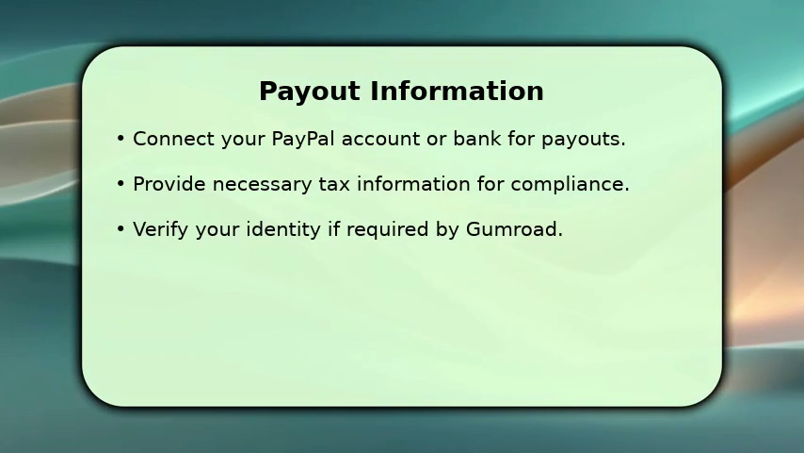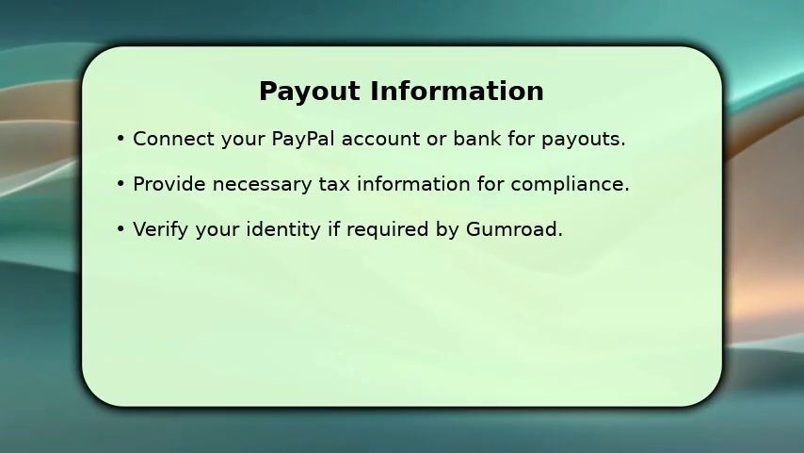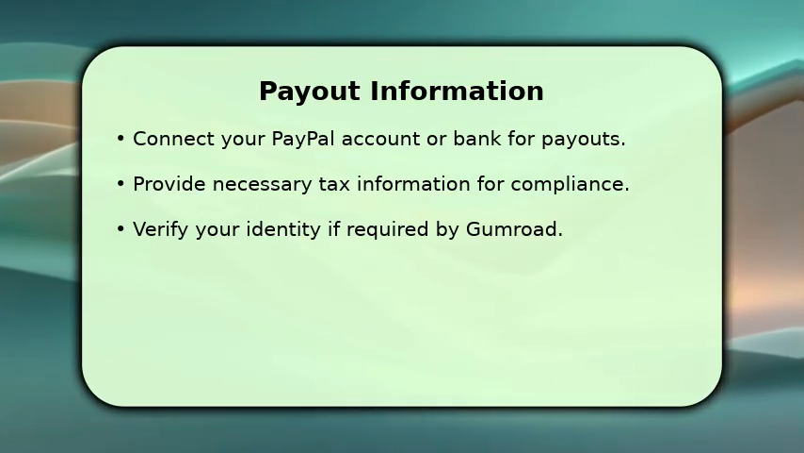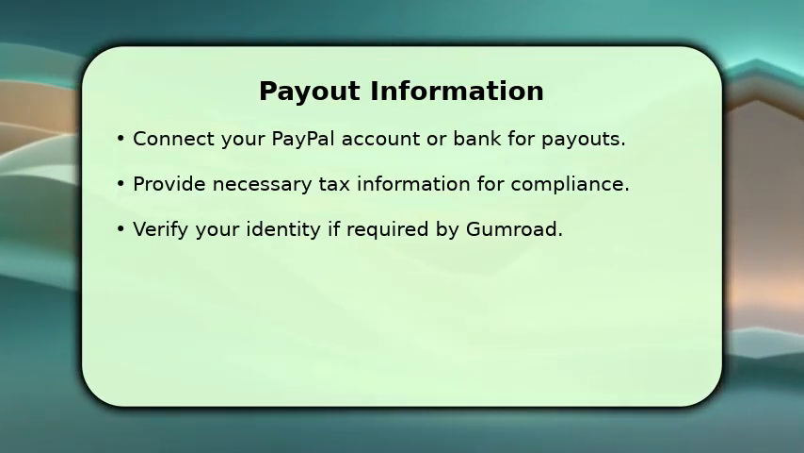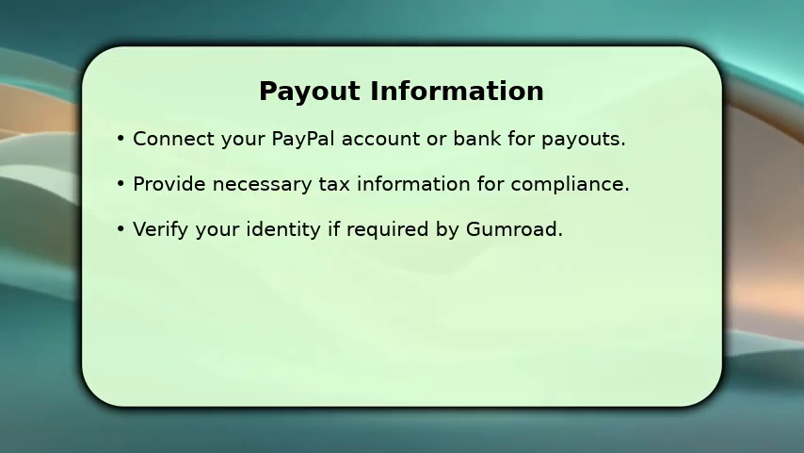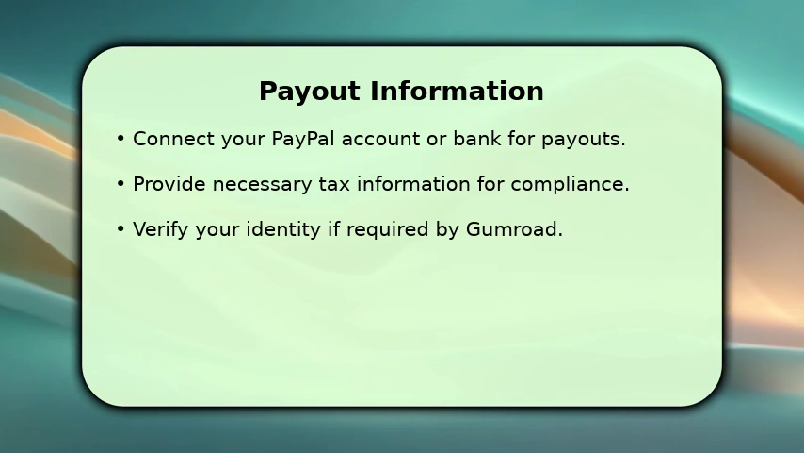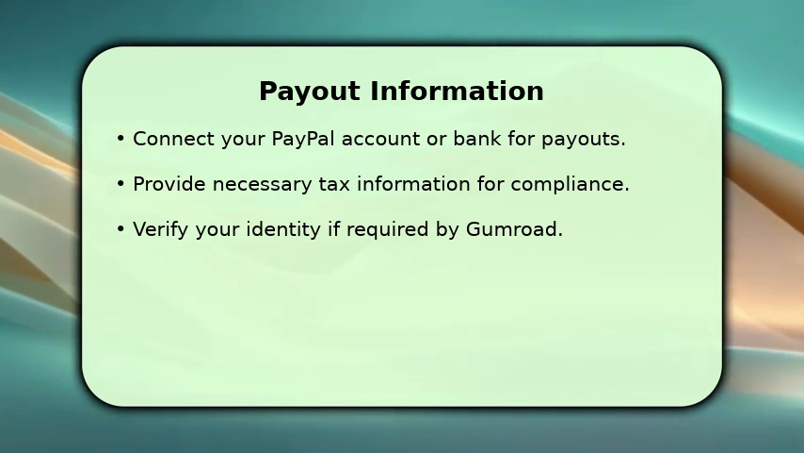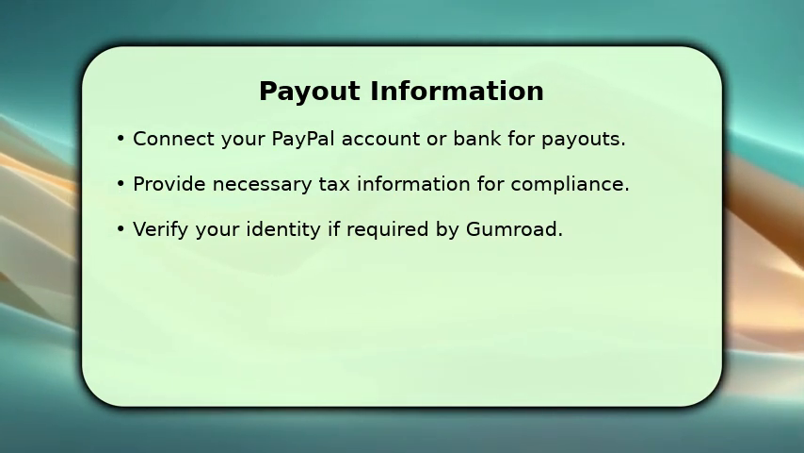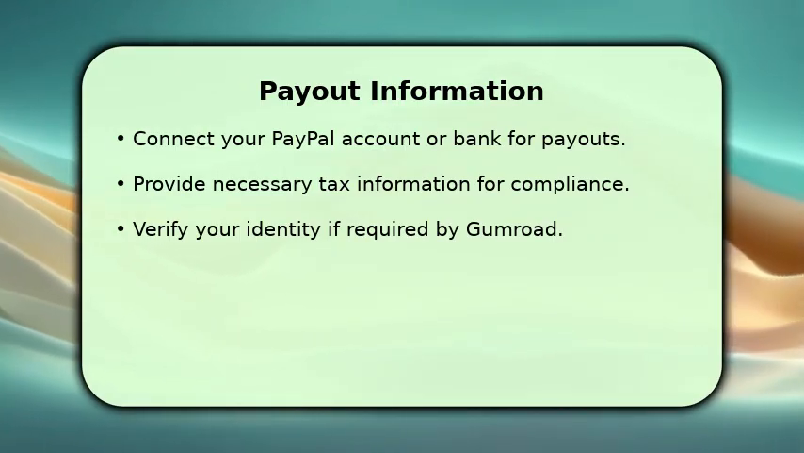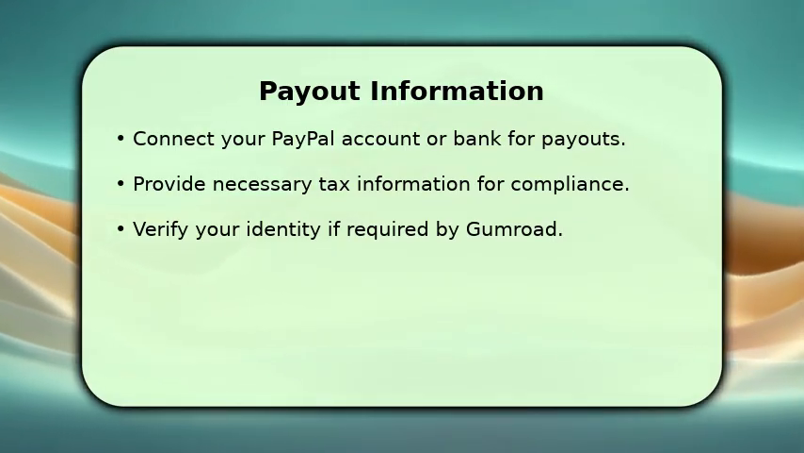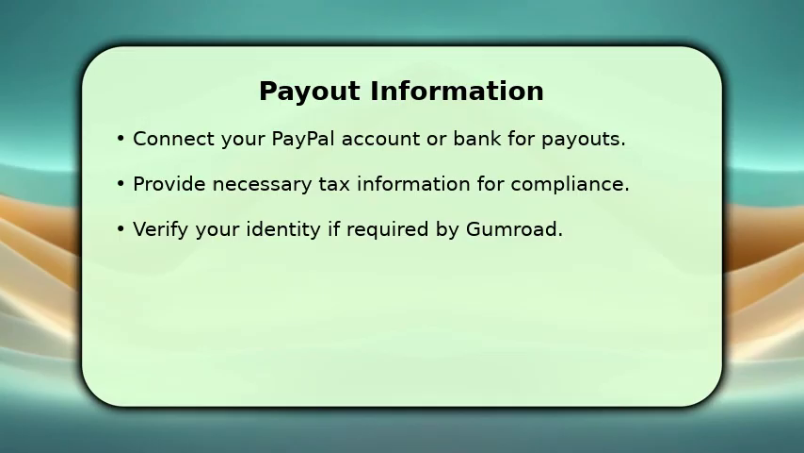To receive your earnings, you need to set up your payout method. You can link a PayPal account or directly connect your bank account. Gumroad typically processes payouts weekly, every Friday. Be sure to provide accurate tax information, such as your tax identification number, to comply with regulations. In some cases, identity verification might be required to secure your account.